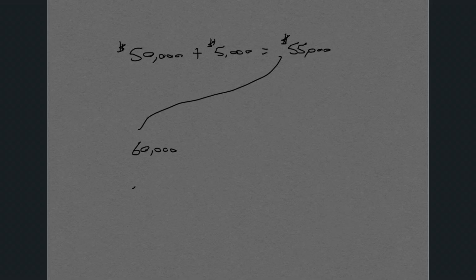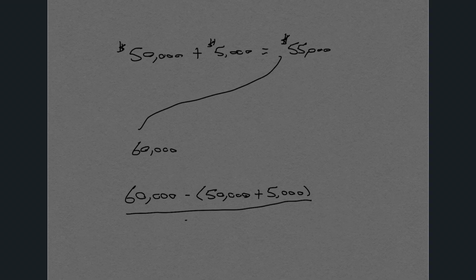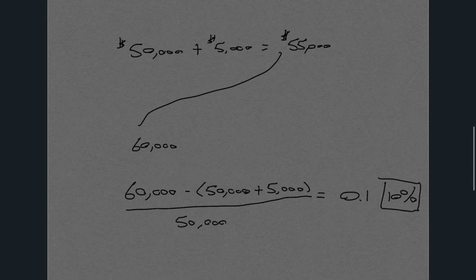So the way that we would calculate this is we would take the ending amounts, which is the $60,000, minus the original amounts, plus the additional contributed, divided by the original amount. And it really is that simple. So in this example, 60,000 minus 55,000 divided by 50,000 is 0.1 or 10%. And this is really important. So whenever you're investing, it's important to understand what kind of return that you are receiving on your investments.